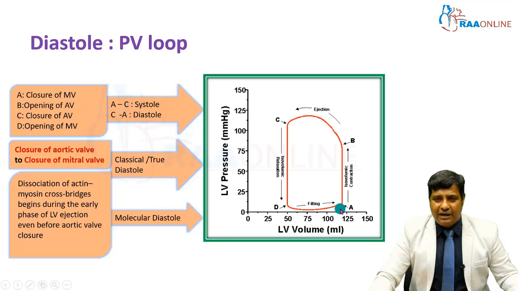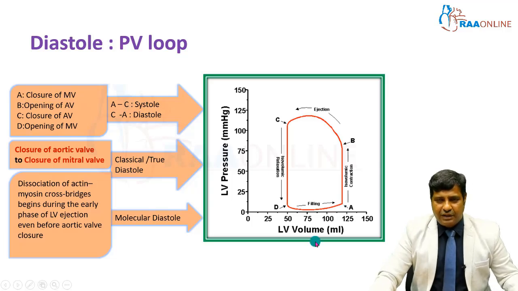But in fact, recent advances have helped us understand that even though classical teaching says diastole starts from the closure of the aortic valve, that is, immediately after the systolic period, the present understanding tells us that diastole at the molecular level starts much before. That is, whenever the dissociation of the actin-myosin cross bridges starts, that is the time where the true diastolic period starts. That means the diastolic period starts in the late systolic period itself.